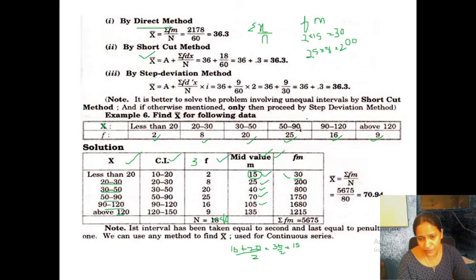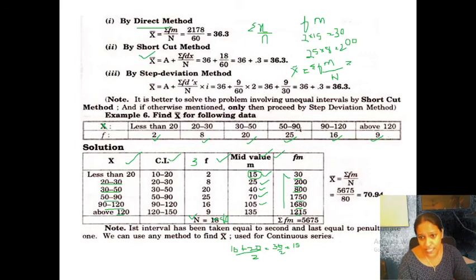Okay. So like that you should multiply frequency and mid value, and you need to take the total of it. So 5675. Now you have this direct method. So x bar is equal to sigma of fm. fm means frequency and mid value. You need to take the total of this and divide by n. N is the total number of frequency.